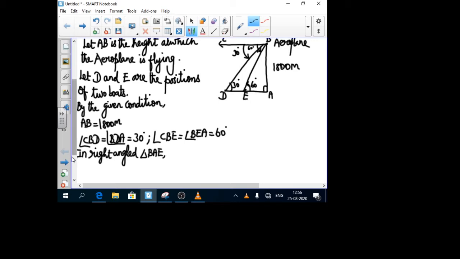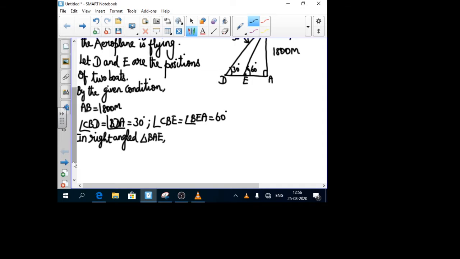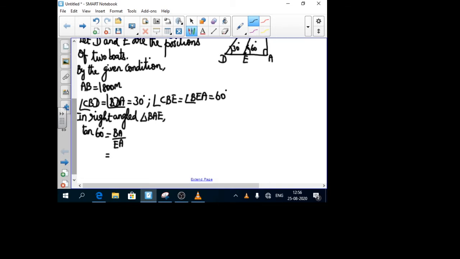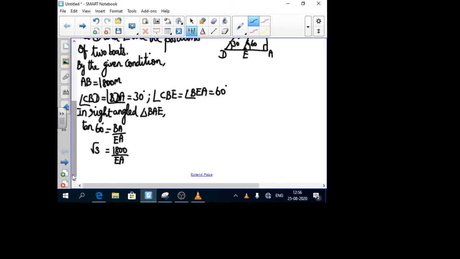we have to write tan 60 degree is equal to opposite side by adjacent side. Opposite side is BA, adjacent side is EA. BA by EA is equal to, BA is given as 1800, tan 60 value is root 3. BA value is 1800. EA we don't know, so take EA as it is.